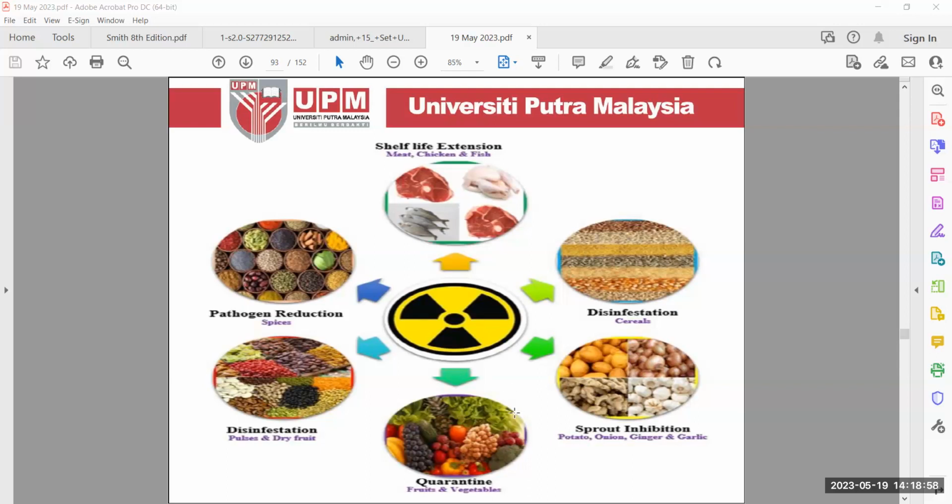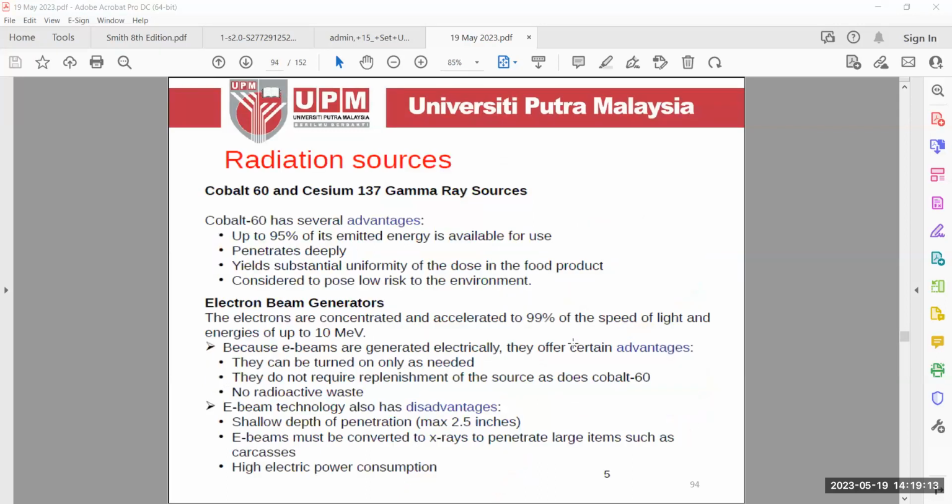For countries such as Australia, they are very strict because they're an island, and if something were to happen to their agricultural food products, they would have no food left to eat. So basically, they are very, very strict on this regulation. So what are the sources?